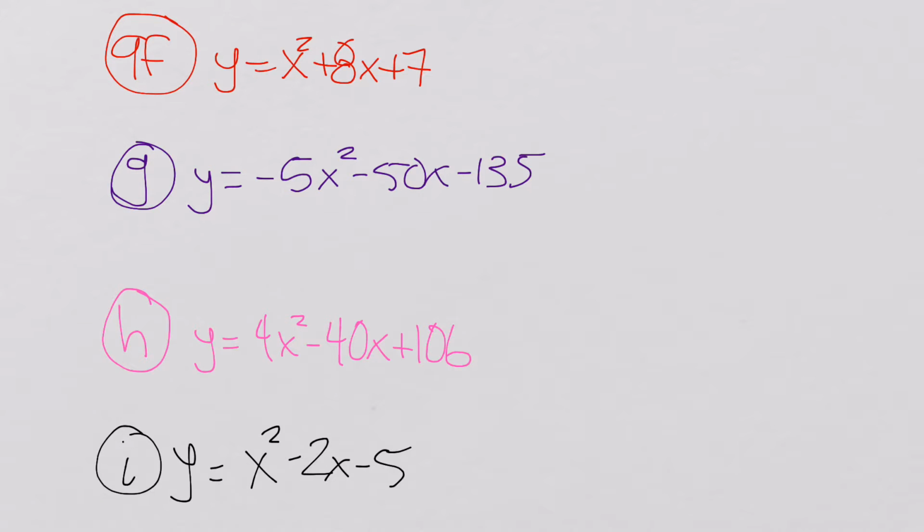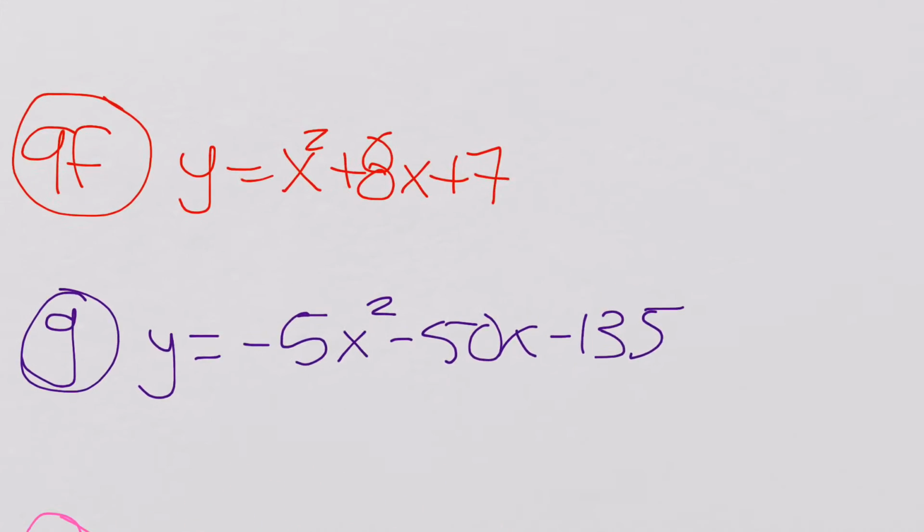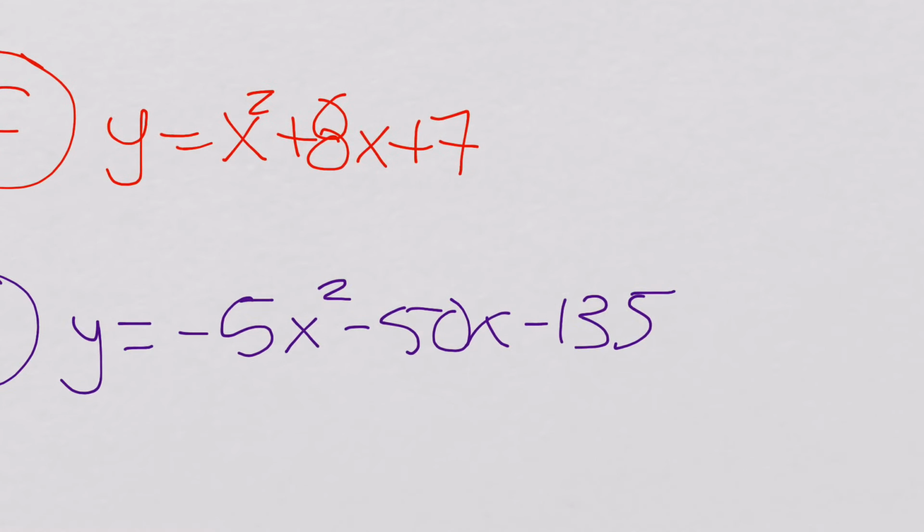All right, well, 9F through I, same thing. We want to find the vertex, but it's not in vertex form this time. So one thing you could do would be to use the formula x equals negative b over 2a. Negative b over 2a will tell you the x value of your vertex.